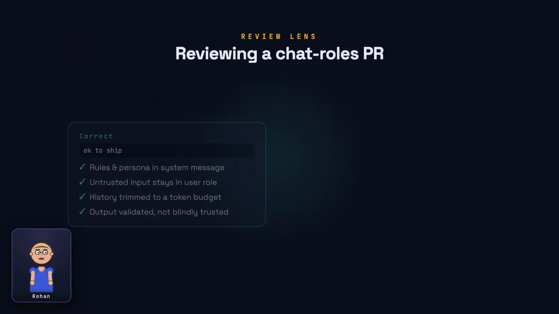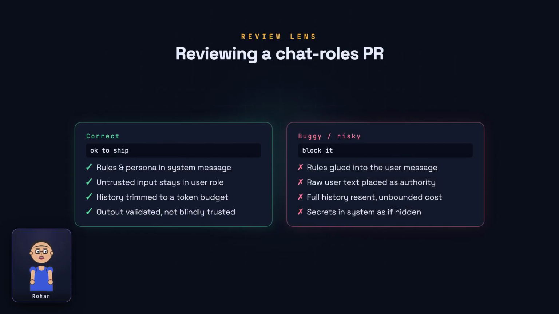So here's your review lens. On the left, healthy: rules in the system role, untrusted input isolated in the user role, history trimmed to a budget, output validated. On the right, block it: rules mixed into user text, injection surfaces left open, unbounded history running up cost, or secrets placed in the system message as if roles hid them.